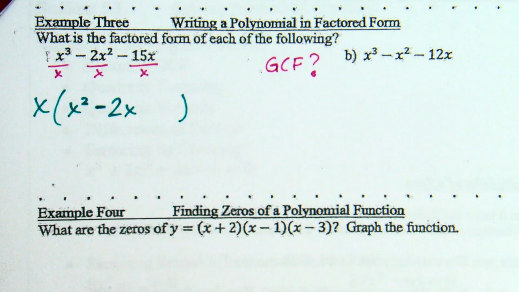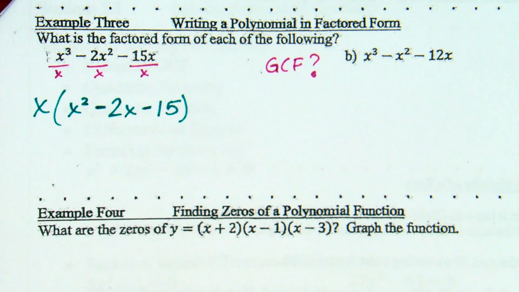Okay. Once you have a GCF, the question always becomes, are you done? Sometimes yes, sometimes no. Am I done here? Is there any more factoring that could be done? Okay, we've got our GCF. The key is to think about other factoring methods.